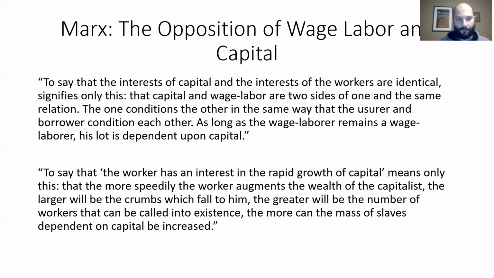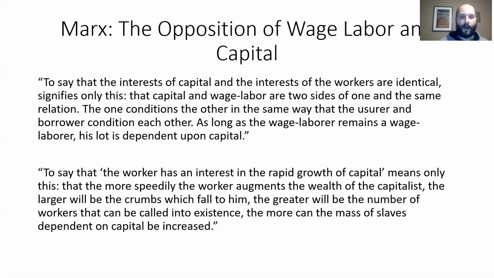So a couple quotes out of Marx here, which you can mostly read on your own, but I'll just sort of interpret them. Marx believes, again, just as we've been talking about, that capital and wage labor are two sides of the same relation, that they condition each other in the same way as the user and the borrower. So how do the user and the borrower, or the lender and the borrower, condition each other? Well, without anyone who wants to borrow money, the lender can't really exist. Without the lender, the borrower doesn't have anyone to borrow from. Furthermore, as the borrower wants to take out more loans, it makes the lender more powerful, more able to set rates, and so on.